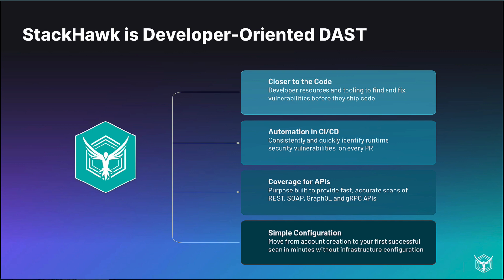StackHawk is engineered specifically for easy automation in CI/CD, where it quickly and consistently finds runtime vulnerabilities on every PR and every commit. StackHawk has deep coverage for modern APIs, including REST, SOAP, GraphQL, and even gRPC. And our simple configuration and architecture mean you can get your first scan up and running in minutes, with no dedicated infrastructure.